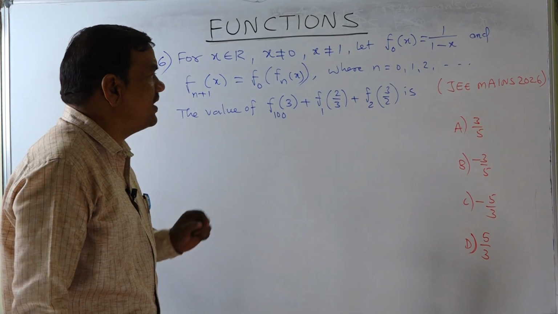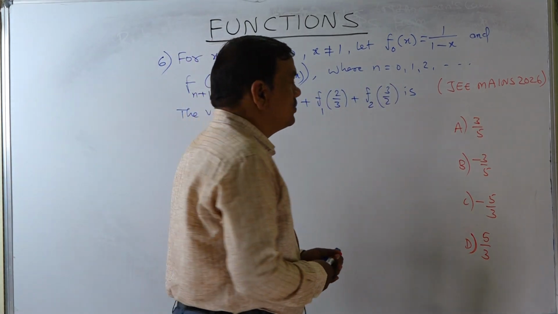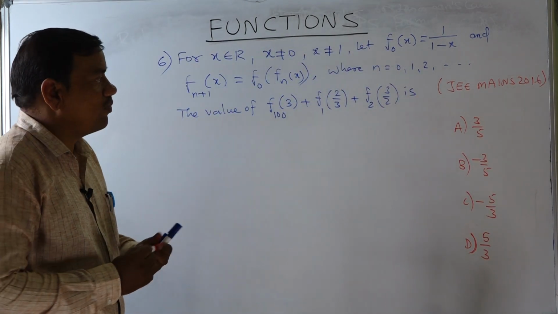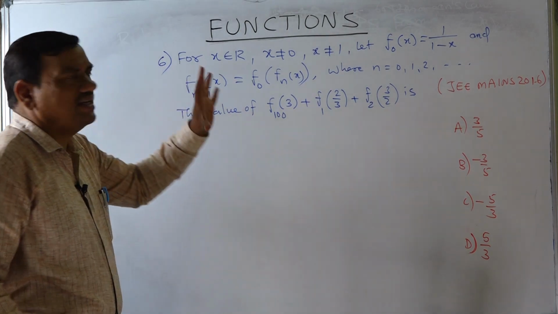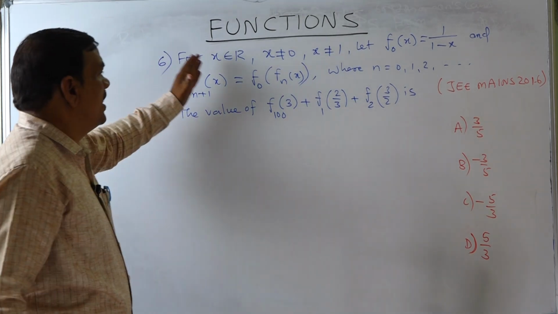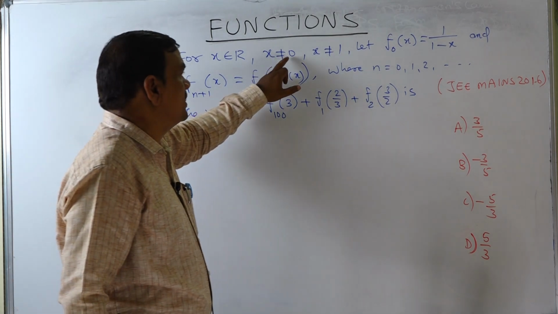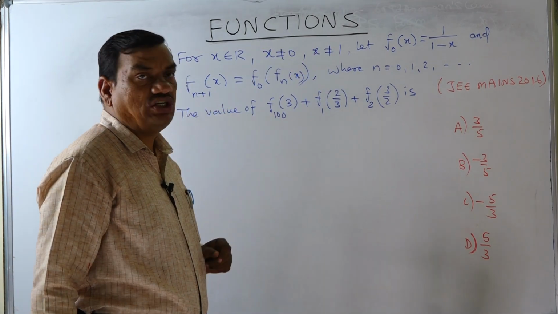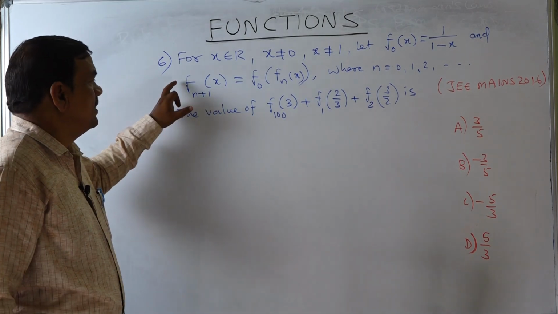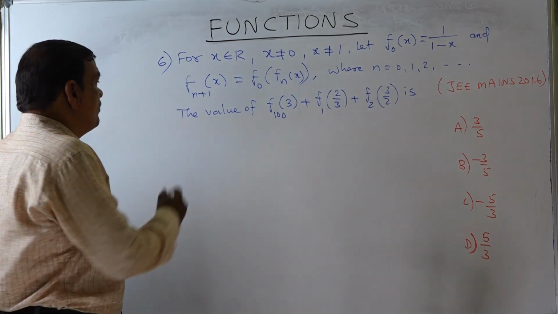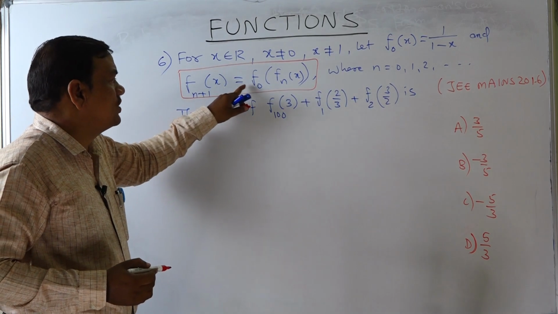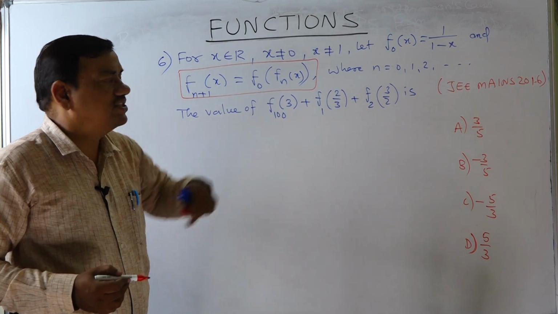Now I am going to explain a problem which was given in 2016. See here, by seeing the problems, don't get any fear, just read the problem. What is that problem? x is a real number, of course you should not take 0 and you should not take 1. One function is given, f naught of x is equal to 1 upon 1 minus x, and there is a recurrence formula. We call this type of formula a recurrence formula. f of n plus 1 of x is equal to f naught of f n of x, where n is equal to 0, 1, 2.